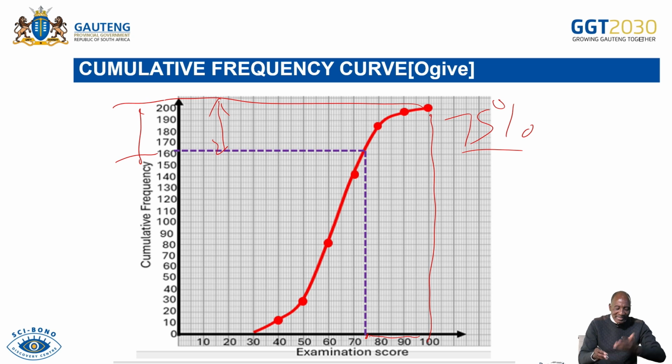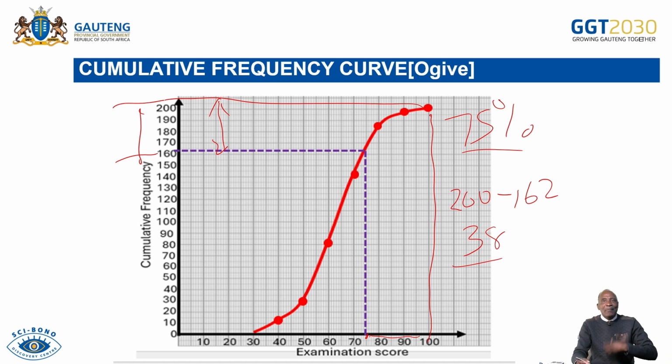So it's going to give us 200 minus 162 approximately. That will give us around 38. So it means approximately 38 learners scored above 75%.